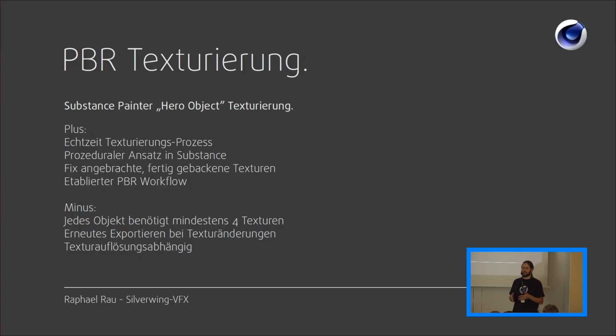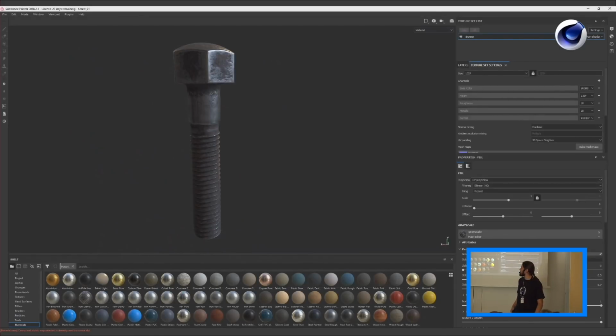If you're working on a memory constrained project, you use up a lot of memory by giving 4 textures to every object. And if you want to change something in the look of the object, you have to go back to Substance and change that and re-export the textures again. And obviously it's dependent on the resolution of the texture.